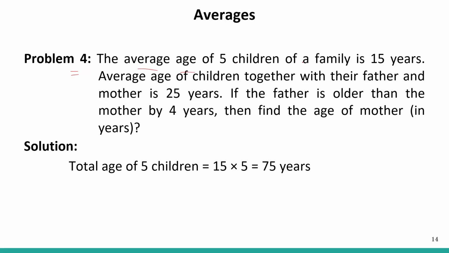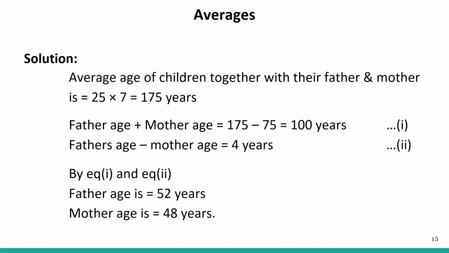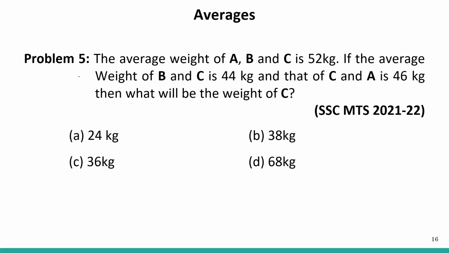The average age of 5 children of a family is given. So let's see the step-by-step solution. Total age of 5 children will be 5 into 15, which is equal to 75 years. Solving them, what we are left with is 175 as the cumulative count of the whole family, including the father and mother. And we have already calculated father's age plus mother's age is equal to 100 years, and father's age minus mother's age is 4 years. So solving these two equations, we are left with father's age as 52 and mother's age as 48. So let's go forward with problem number 5.